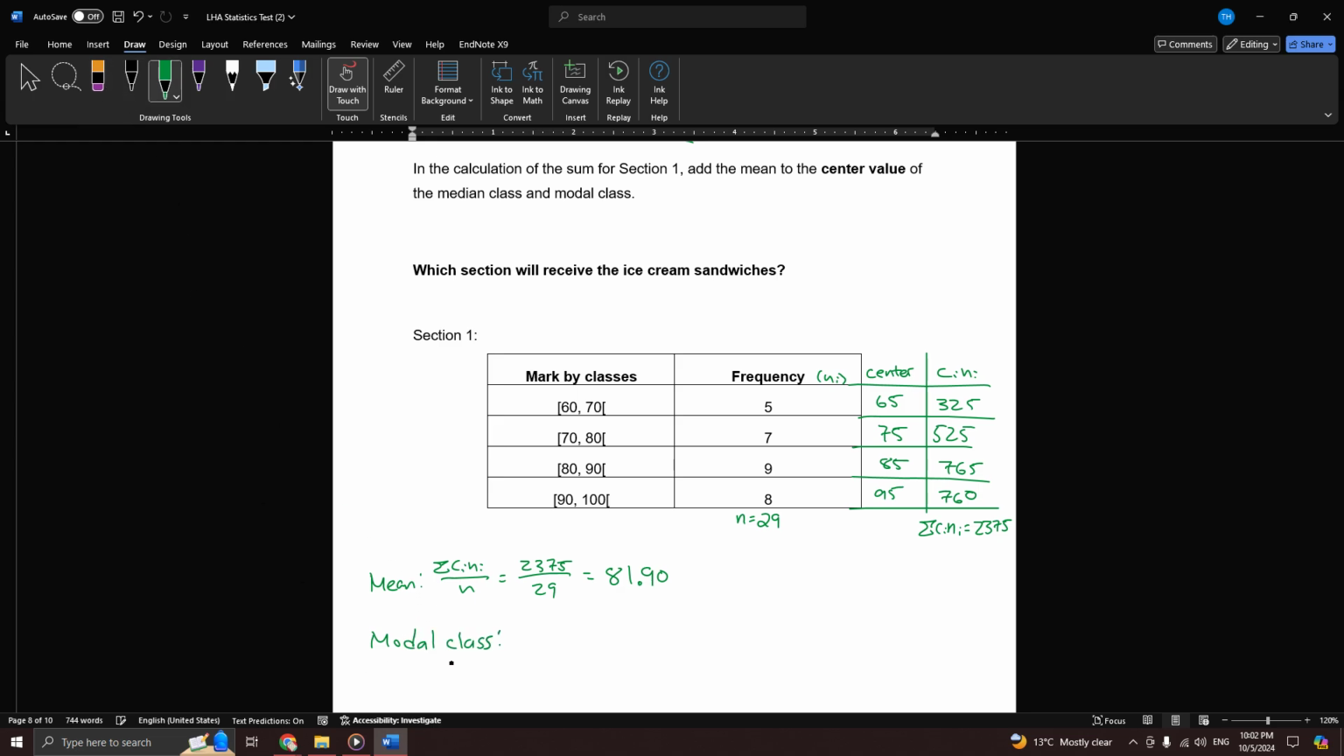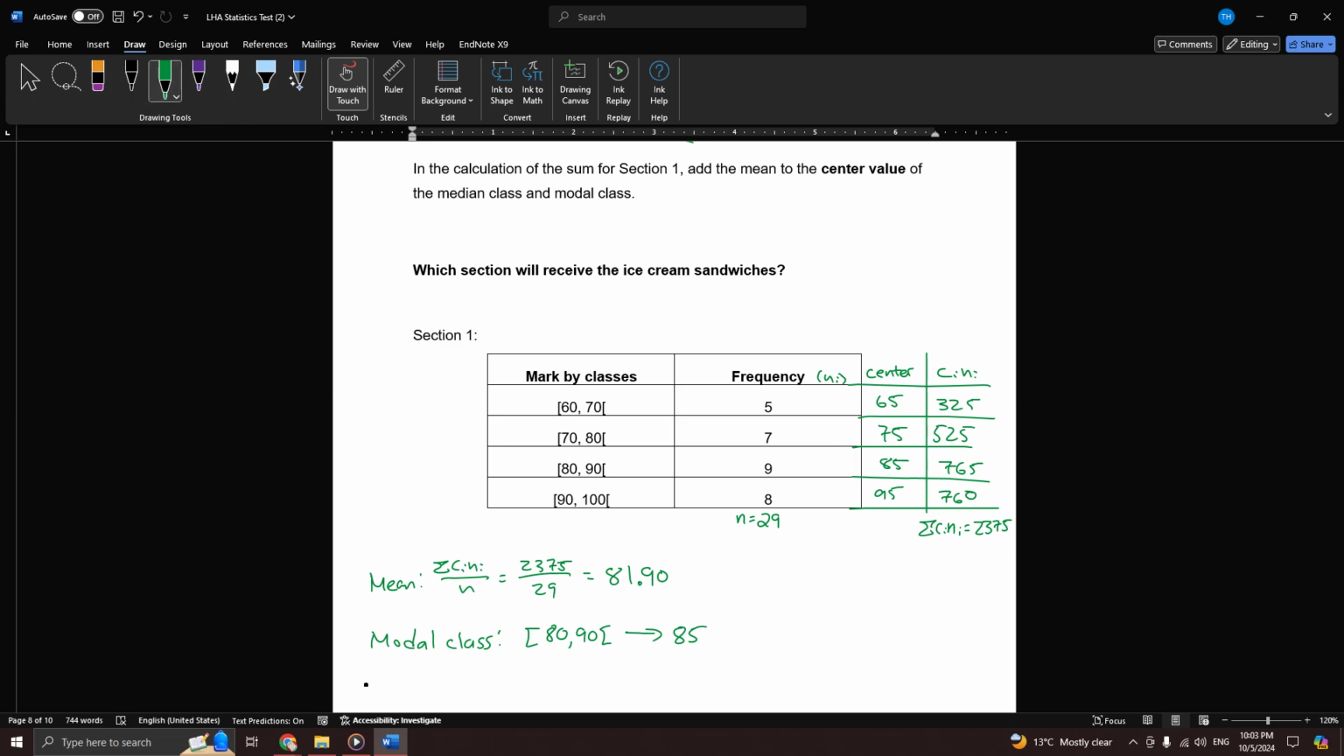So, which class has the highest frequency? That's going to be this class. It has 9, right? So, my modal class is 80 to 90. What was the center value of that class again? Well, we found the center. It's going to be right here. That's 85. So we can say the number we're going to be adding later to find my score is 85.